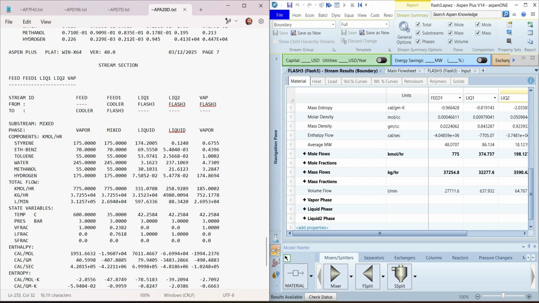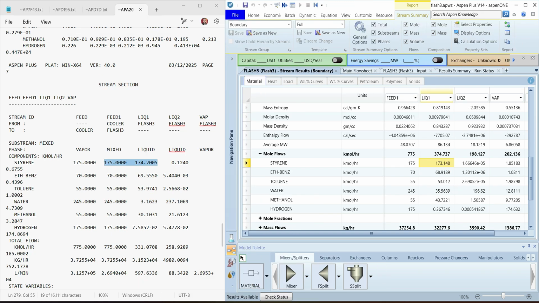So out of 175 kilomoles per hour, 174.20 kilomoles per hour were recovered in the liquid 1 stream. So we can open the moles. Here it says that out of 175, 173.14 kilomoles per hour of styrene are recovered in the liquid 1 stream. So there is a slight difference over here. For the ethyl benzene, it says 69, but SRK says 68. So we can compare the others.